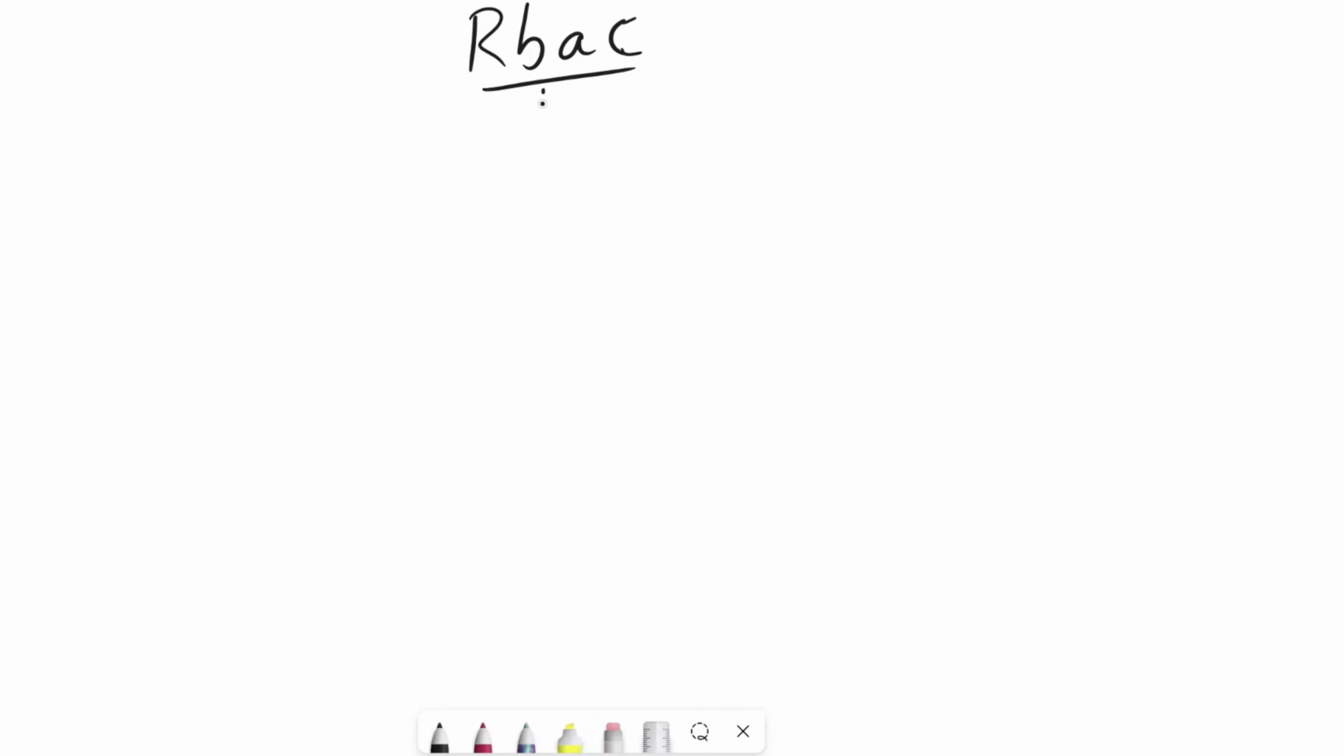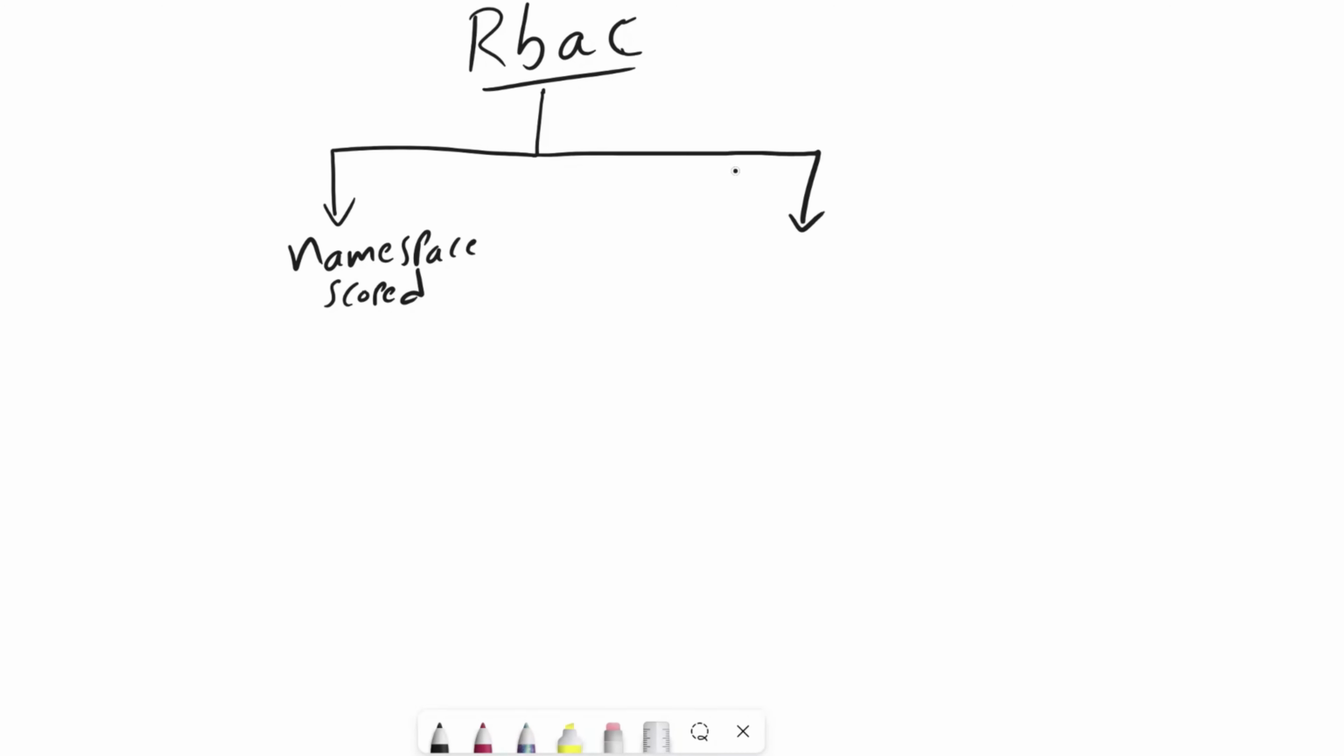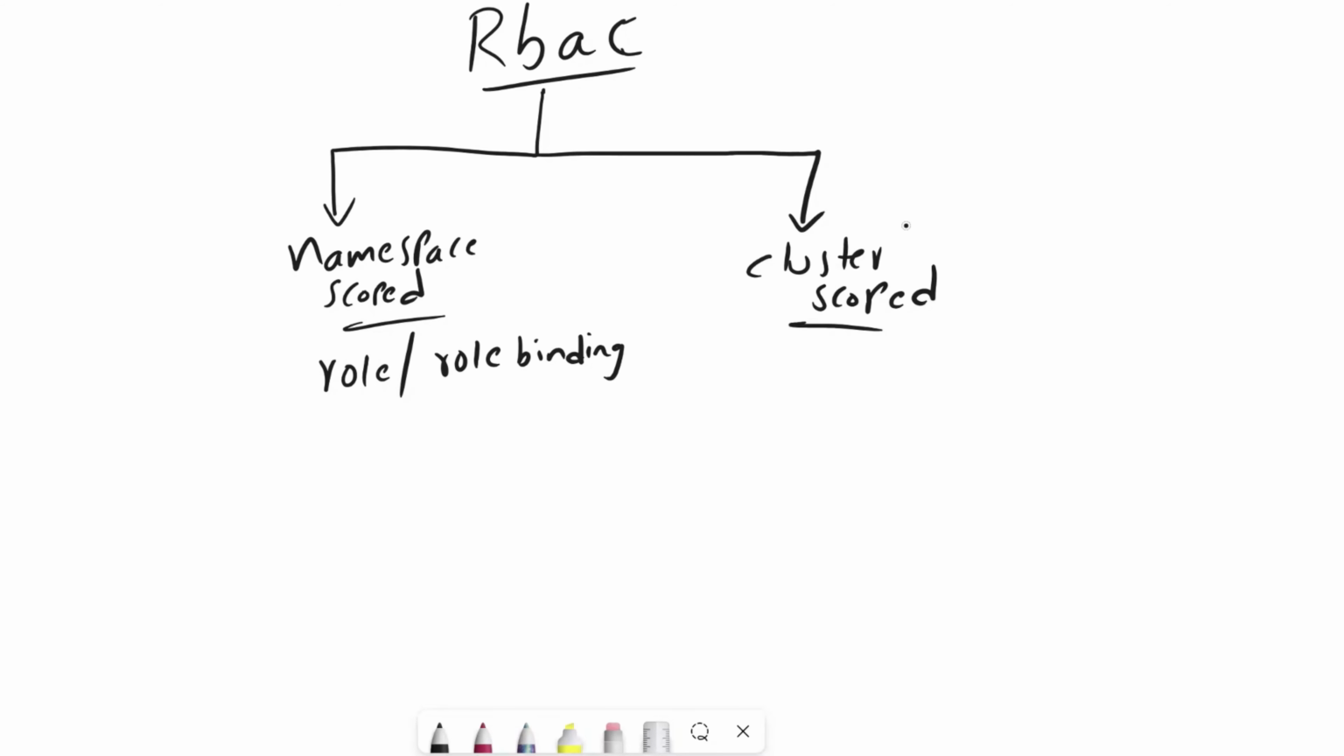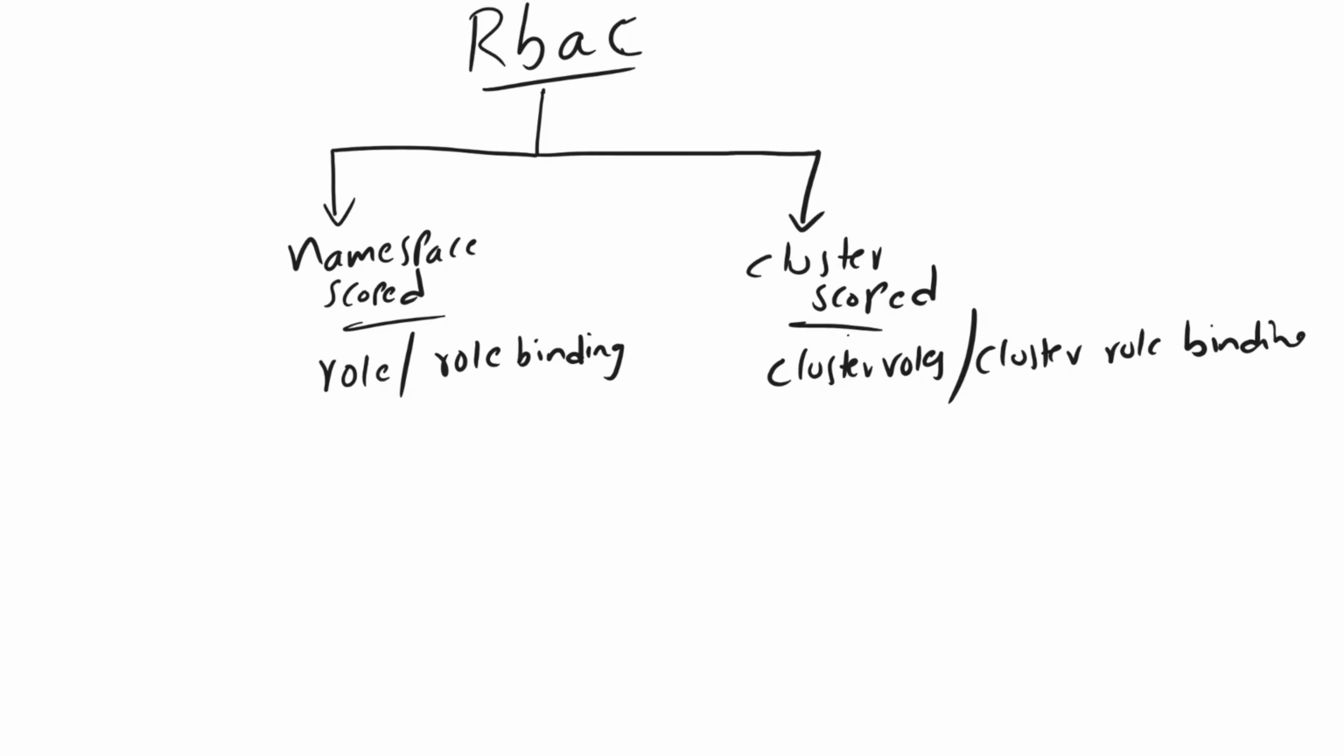In role-based access control, there are two levels of permissions. One is namespace-scoped and the other one is ClusterScope. In the namespace-scoped, you will use Role and RoleBinding and you control permissions for resources within a specific namespace. When it comes to the ClusterScoped, you will control the resources across the entire cluster. For that you will use ClusterRole and ClusterRoleBinding. This gives permissions at the cluster level.